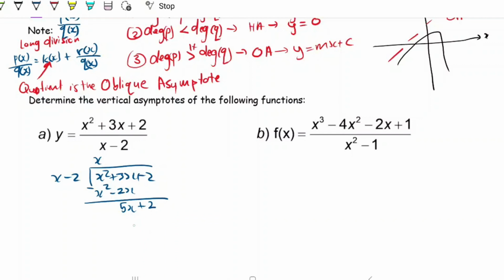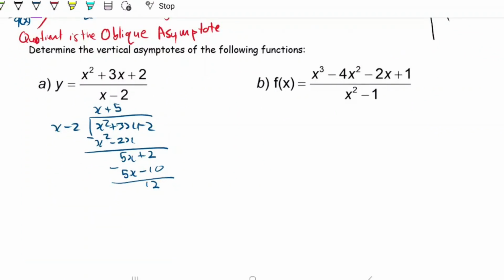And then our next line, we check what that is. We get a 5 there. And then if we multiply back, we get 5x. And then multiply with the 2, we end up with minus 10x, minus 10. And if we take a subtraction of that, we end up with 12.